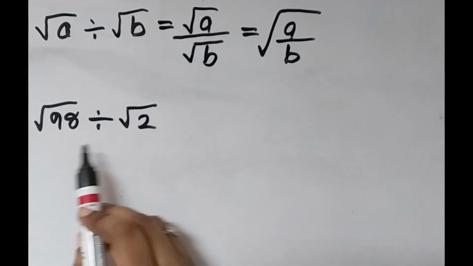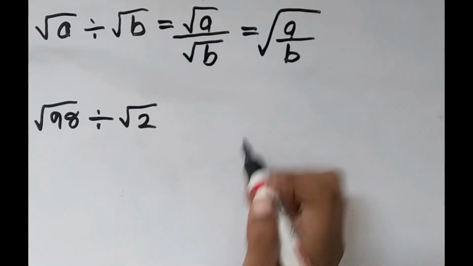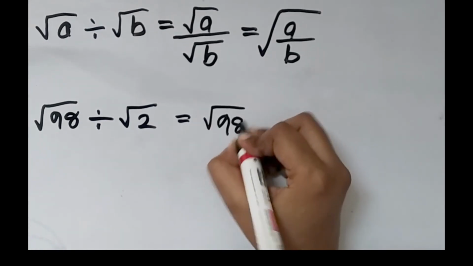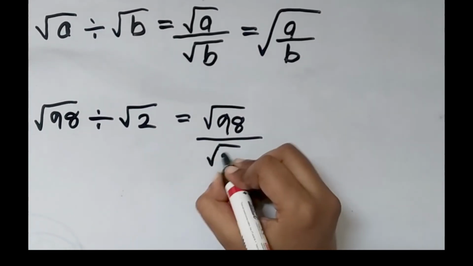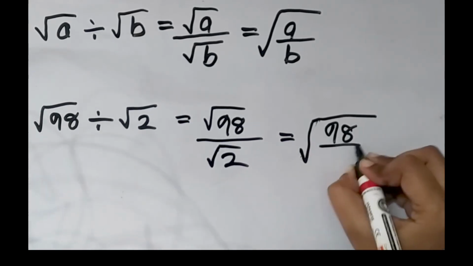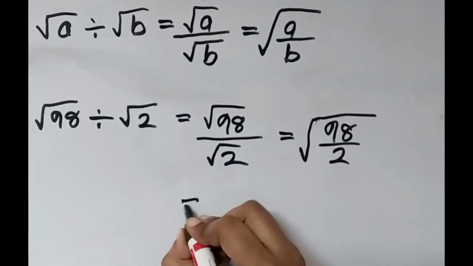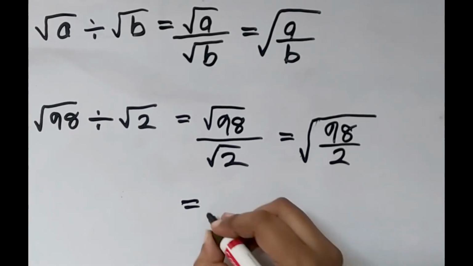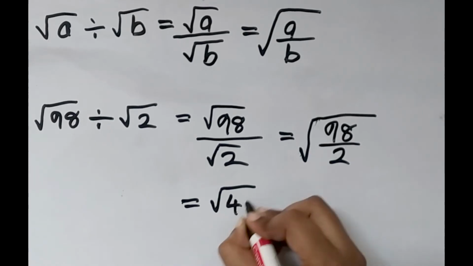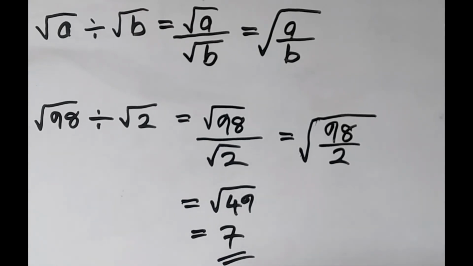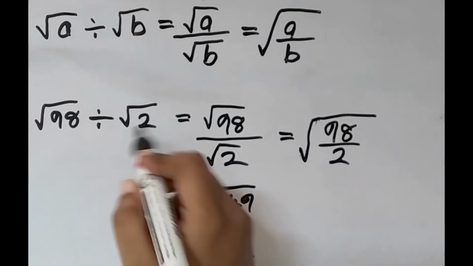Square root of 98 divided by square root of 2. So which we can write it as square root of 98 upon square root of 2, square root of 98 upon 2, okay, which is equal to, if we divide 98 by 2, we will get 49. So square root of 49. Now what is square root of 49? Which is equal to 7. So this is the answer. This is how you will divide surds, okay.